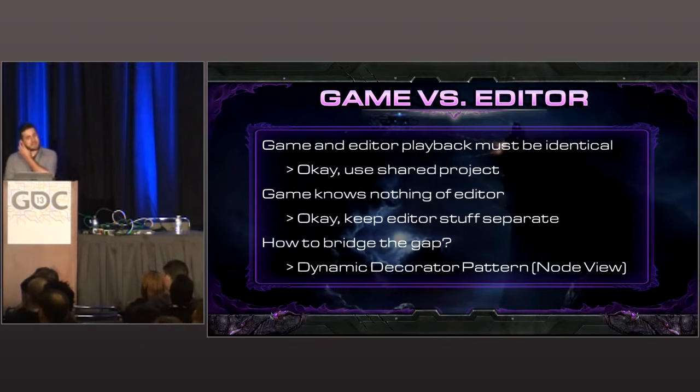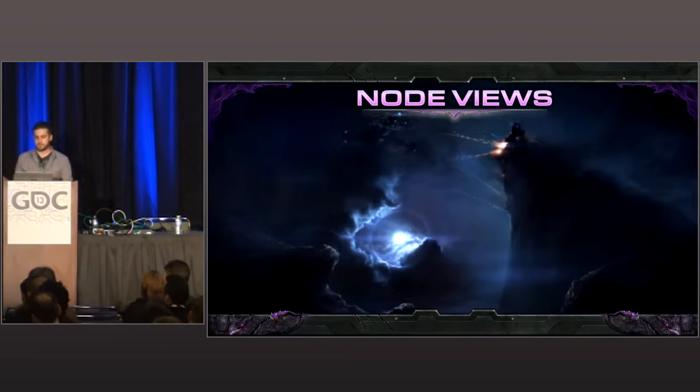And so we did that with the dynamic decorator pattern. If you recall from the design patterns, the dynamic decorator pattern is where you take behavior and encapsulate it into a structure, and then at runtime, you take that structure and install it into another object, and that object then gains that behavior, right? And we did that through this concept of the node view.